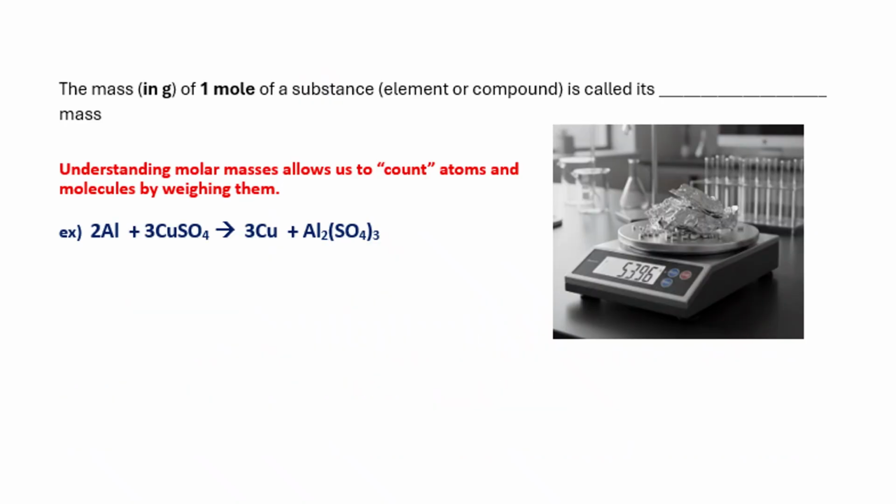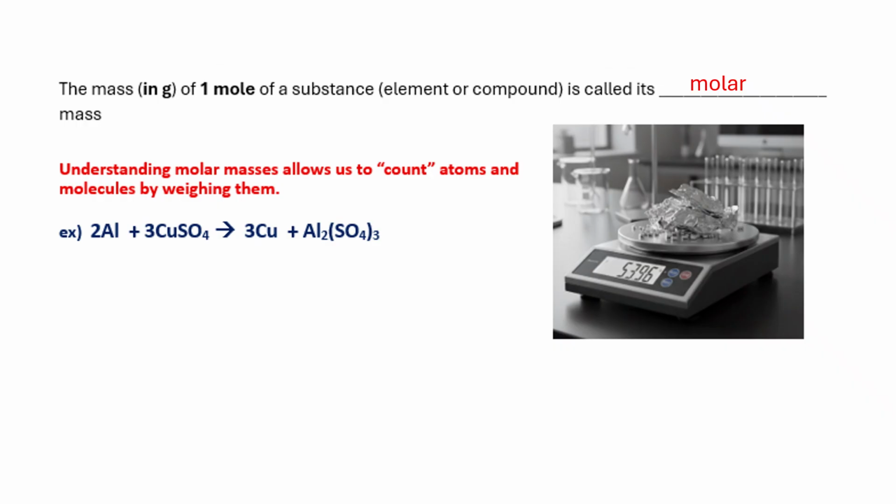So the mass in grams of 1 mole of a substance, whether it's an element like carbon or a compound like water, is referred to as its molar mass. And that's an important thing to understand, because when we understand what the molar mass of something is, we can use a scale or a balance to actually count atoms by weighing them.